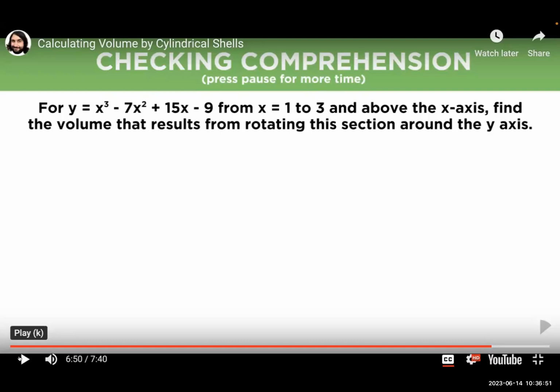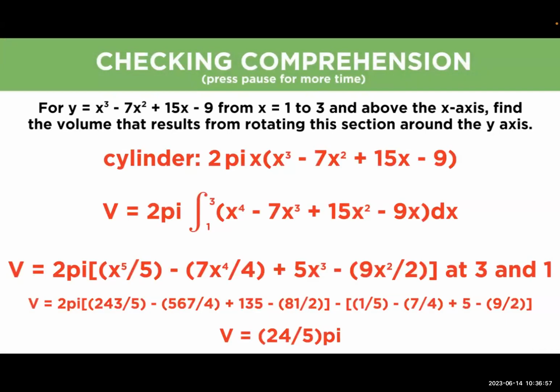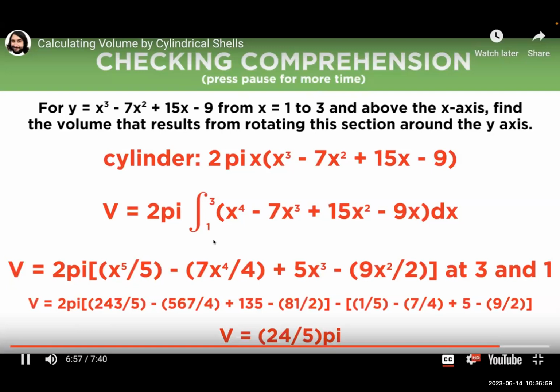So you have 2 pi. So just think about it. 2 pi and then x, f of x dx. 2 pi x, f of x dx from 1 to 3.